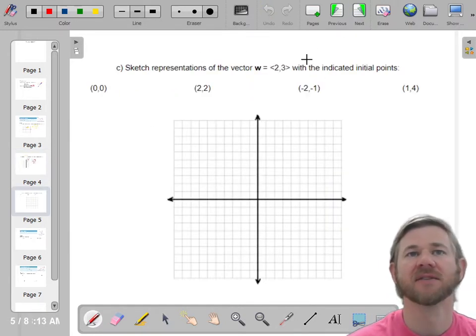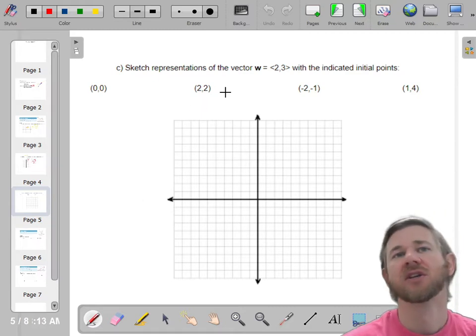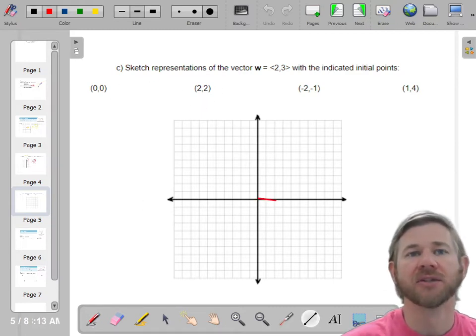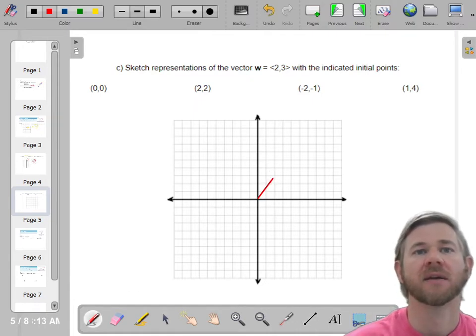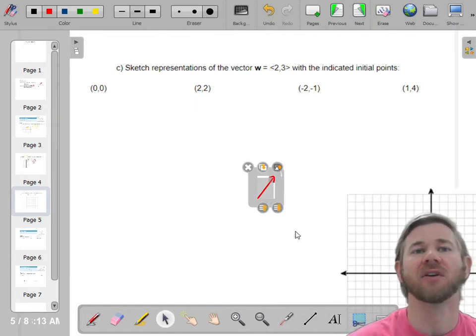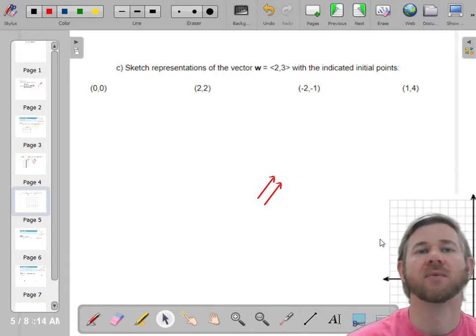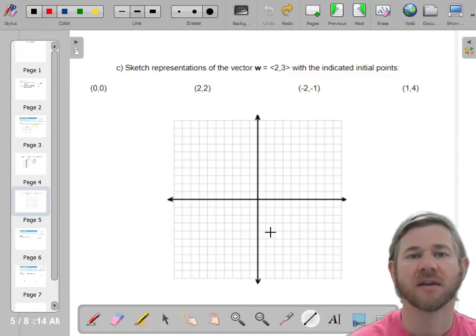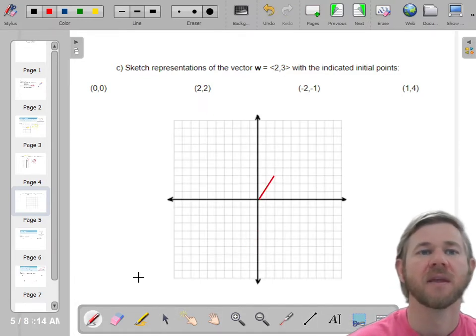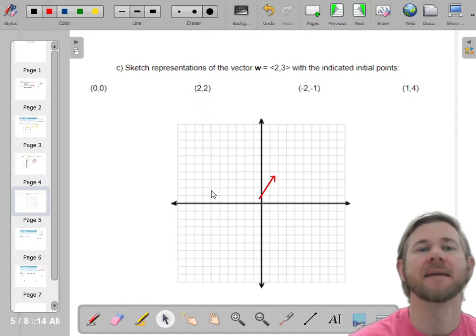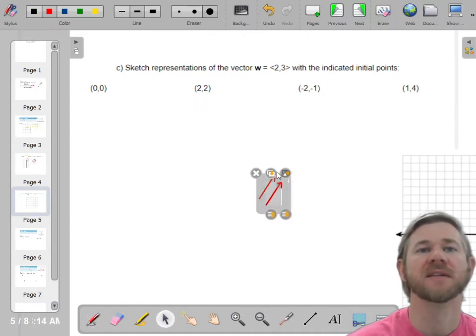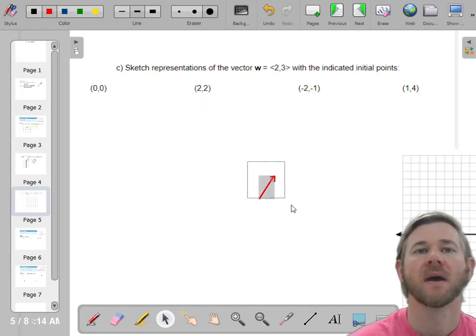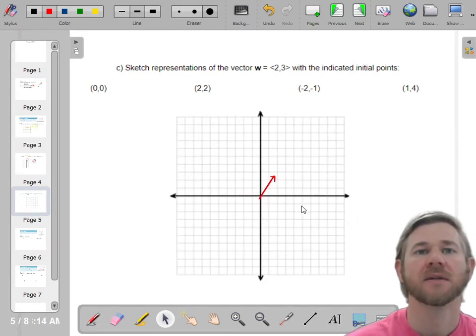Sketch representations of vector <2, 3> with initial points. So if you start at (0, 0) and you go right 2, up 3, that puts you right there. That's the vector <2, 3>. Now, if you're talking about the same vector over and over again, what you can realize, hopefully, is that it's always going to look the same. Okay, let's try this again. 2, 3 is right here. This vector is the same no matter where you start. So if I group these up, there we go. Okay, <2, 3>.